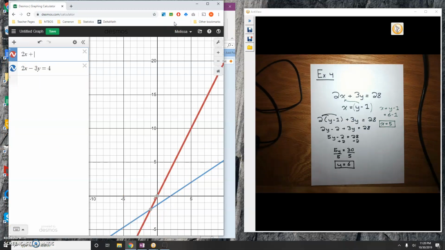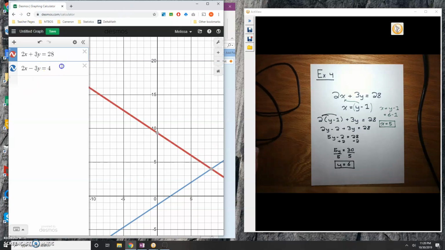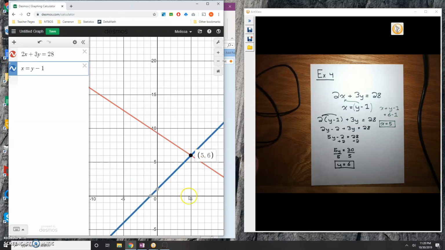There is no reason that you guys should come to school and not know if your homework is right or wrong. You can check every single one of these answers by graphing. All right, so sure enough, x is equal to 5, y is equal to 6.